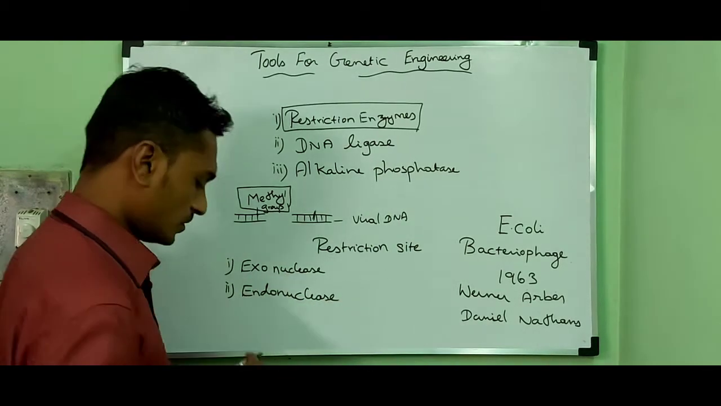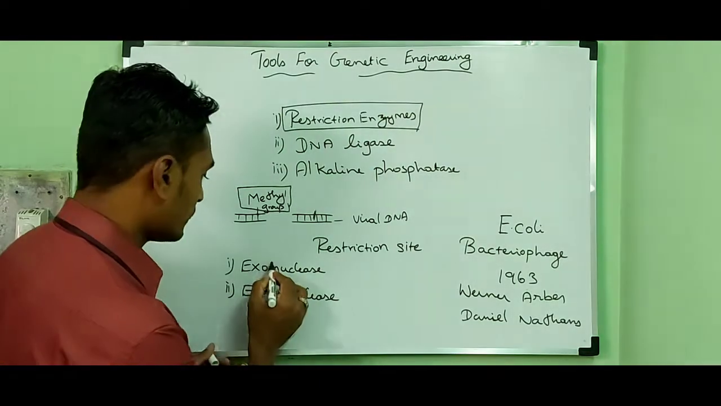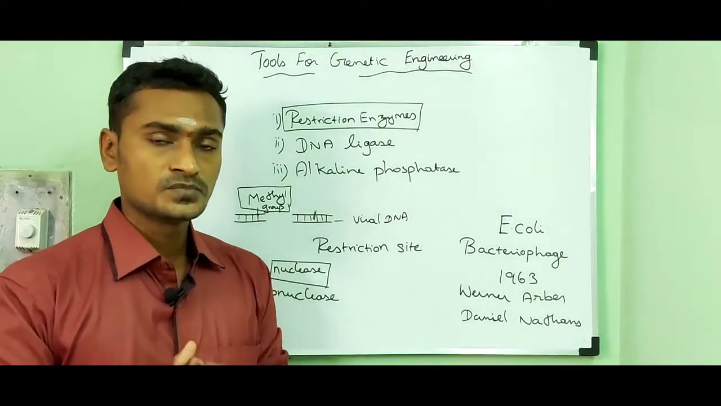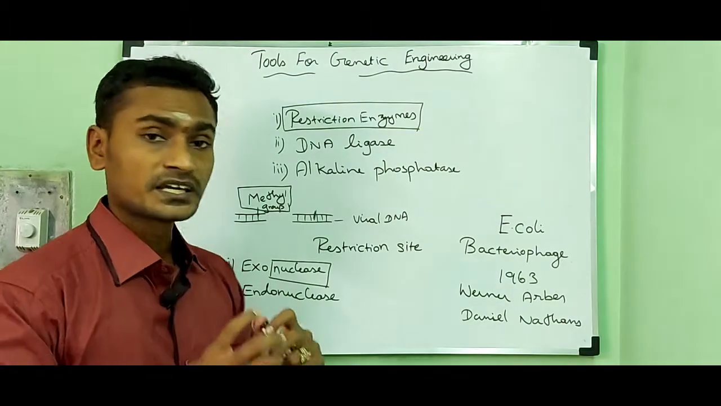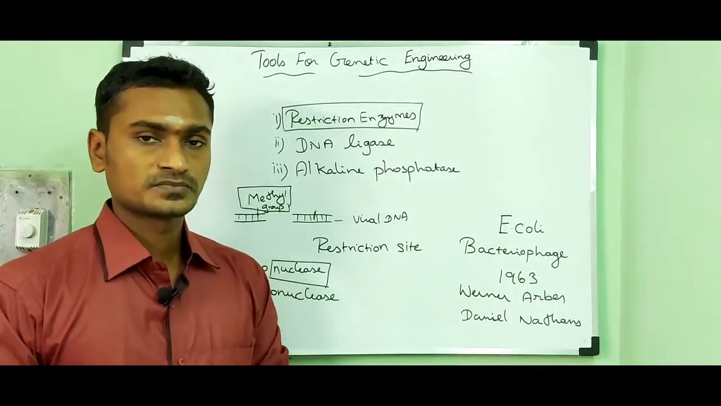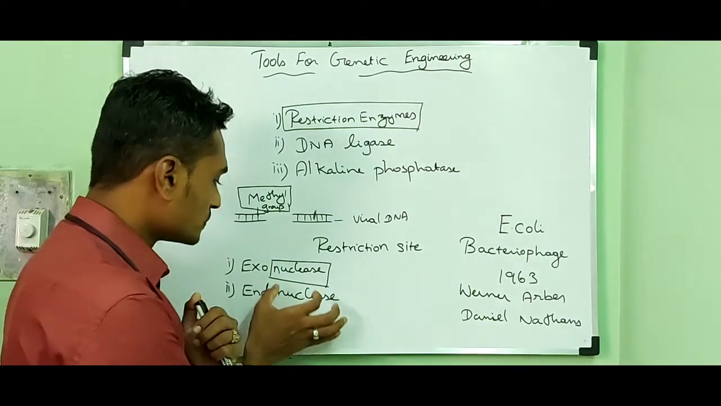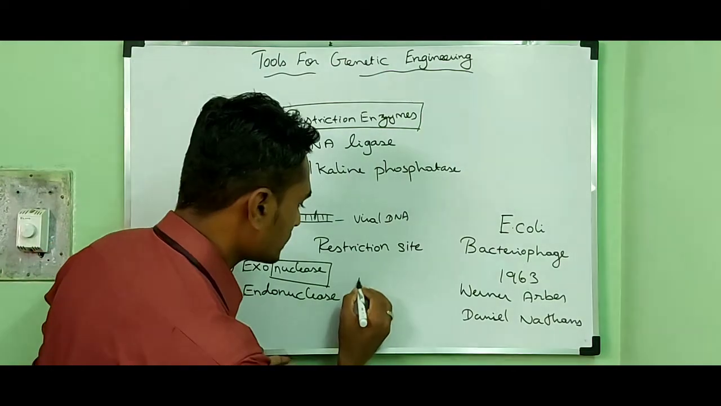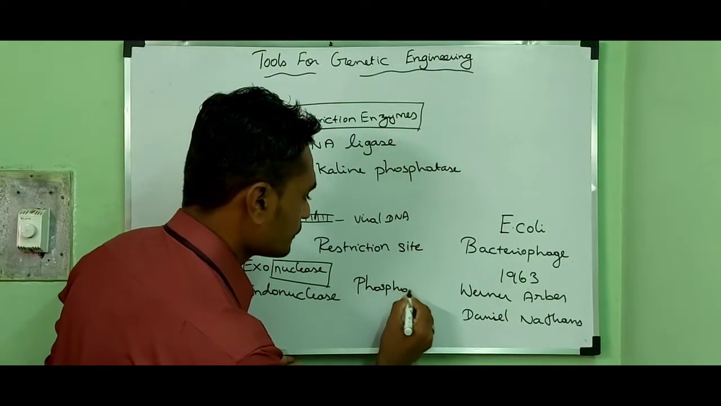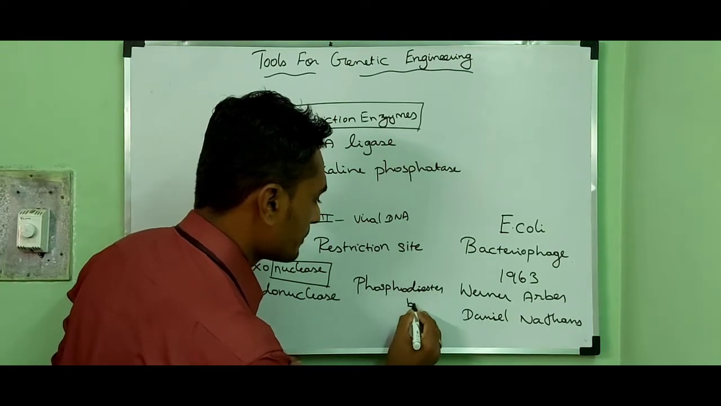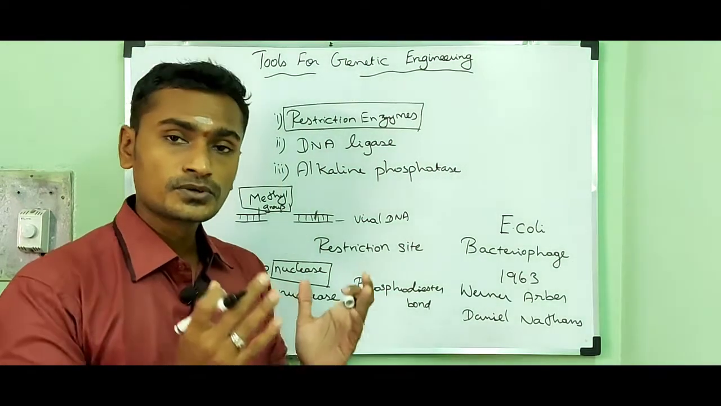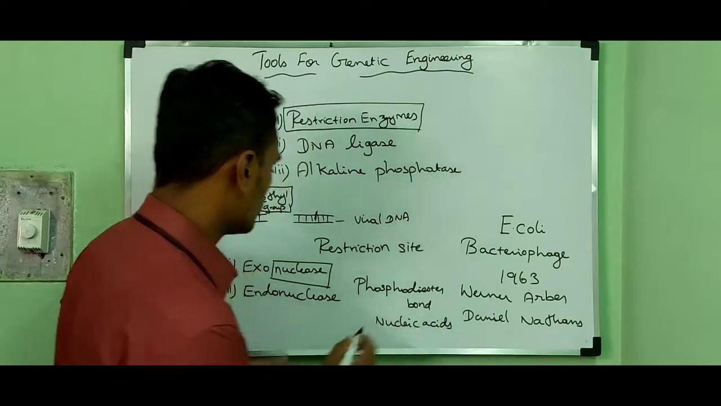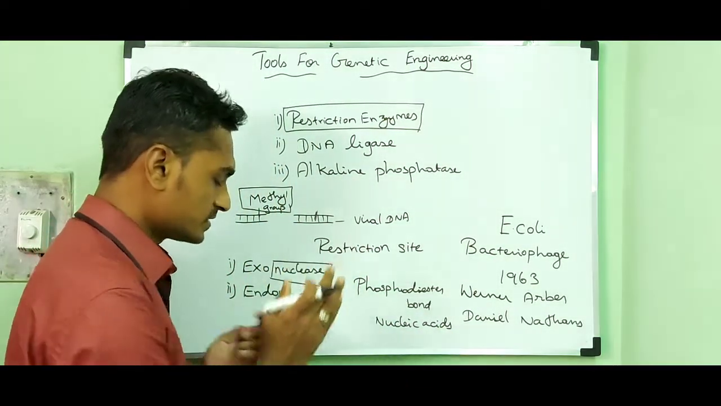First we must understand what a nuclease is. A nuclease is an enzyme which can break down the chemical bonds between nucleotides, especially the phosphodiester bond. A nuclease is an enzyme able to break down the phosphodiester bond between two nucleotides in a nucleic acid.